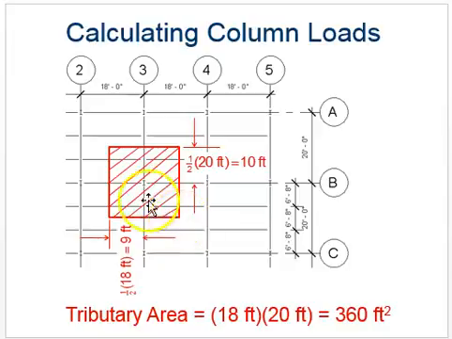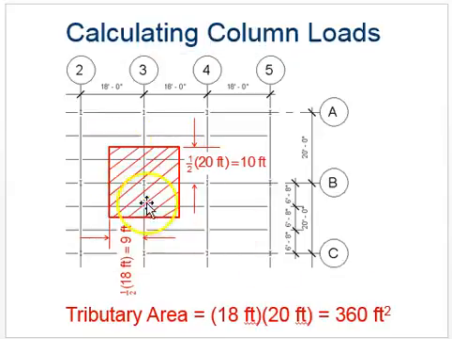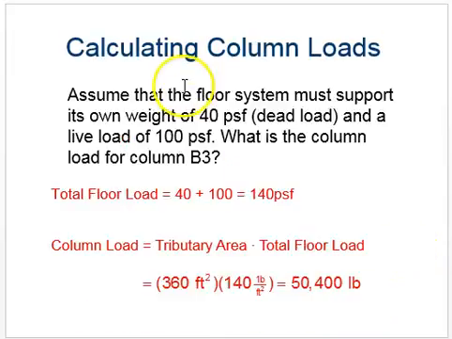And basically what they do is they take halfway between this column and find this length here. And halfway between this column and find this distance here. And then use a length times width to find that tributary area for that column right there. Assume the floor system must support its own weight of 40 PSF and 100. So this is the same numbers we saw in the last one.